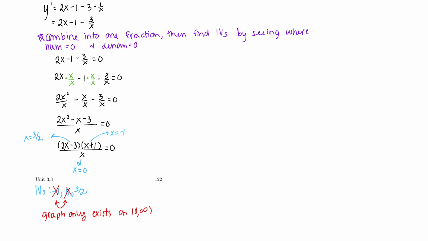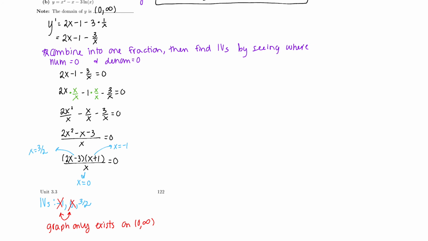So we're going to make ourselves a sign chart. Our graph starts at 0 because ln x restricted our domain. And we have 3 halves. We'll take some test values. So I'll use 1 and I will use 2. And you're plugging into this guy right down here.